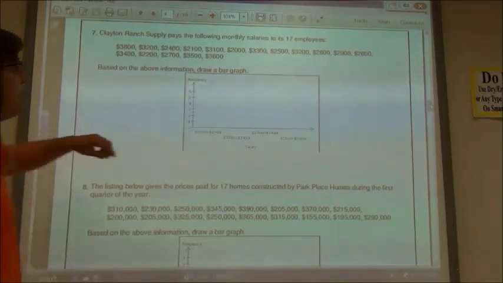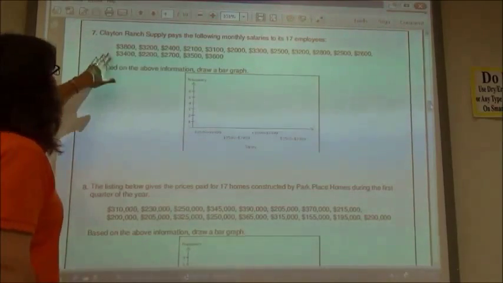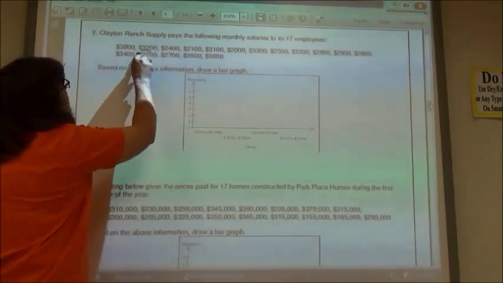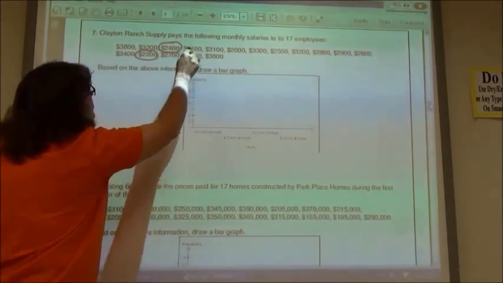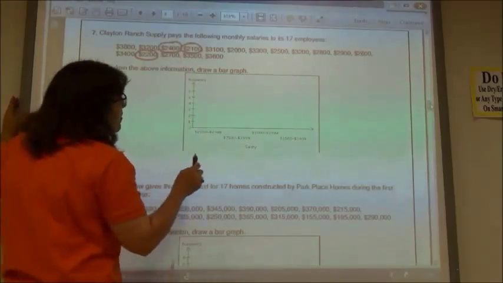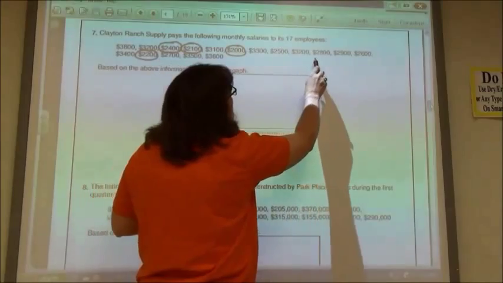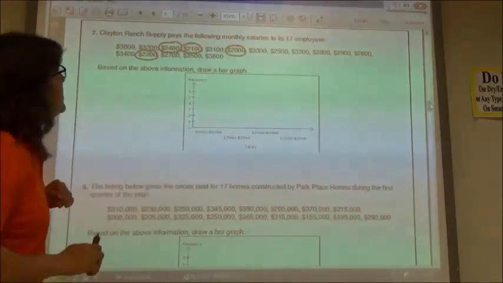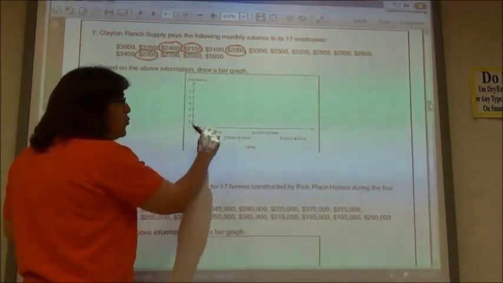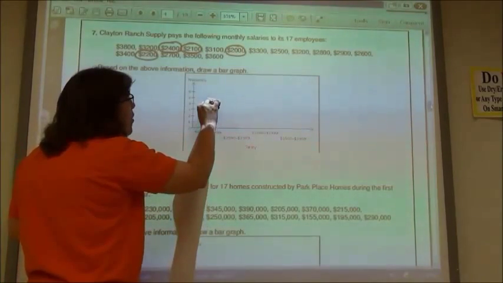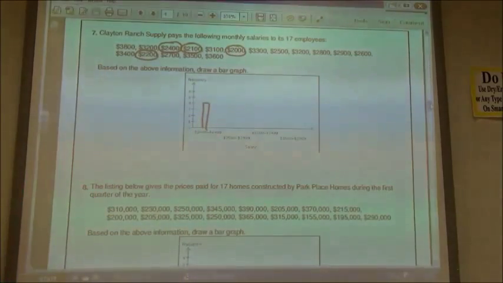We want to know how many people were between $2,000 and $2,499. So I'm looking at my list. 2,200 would be there. 2,400 would be in there, 2,100 would be in there, 2,000 even would be in there, 2,500 is too big, and so that looks like all of those values, so I'm going to have 4. You're going to grab the bottom with a little tool and pull it up to the number 4. It's going to pull that bar up so it shows that you had 4 items in that category.